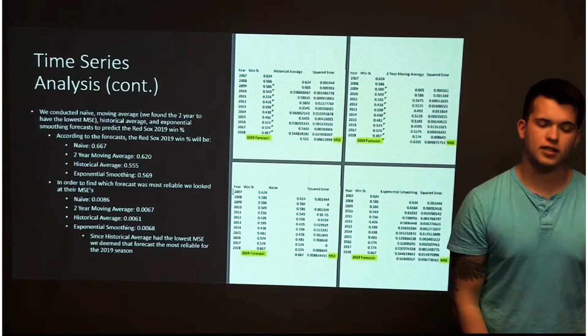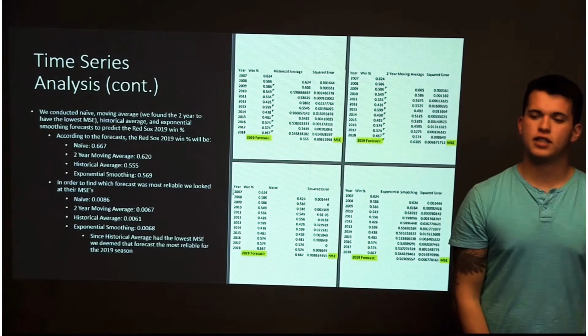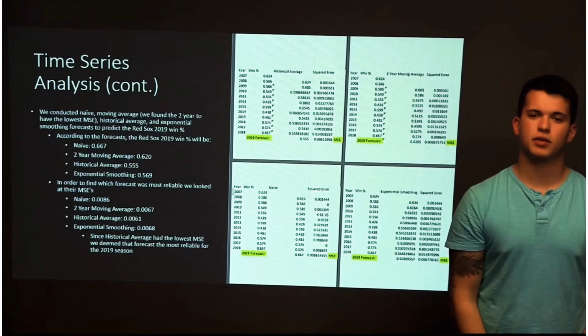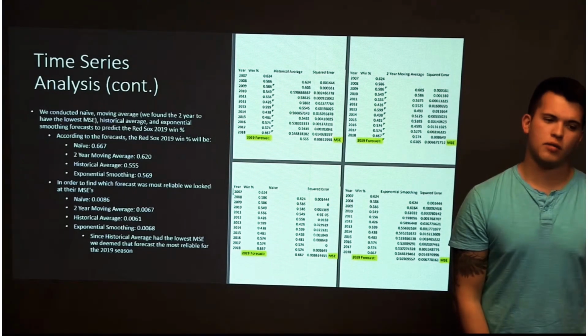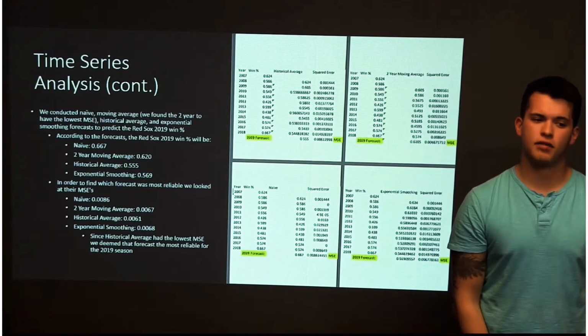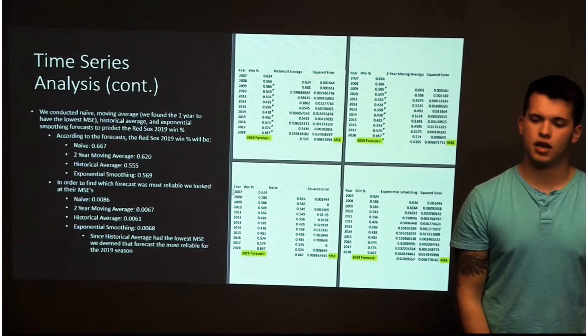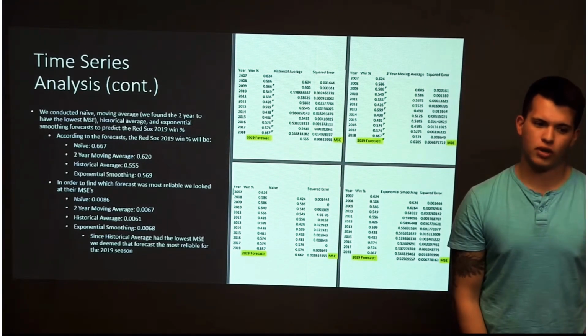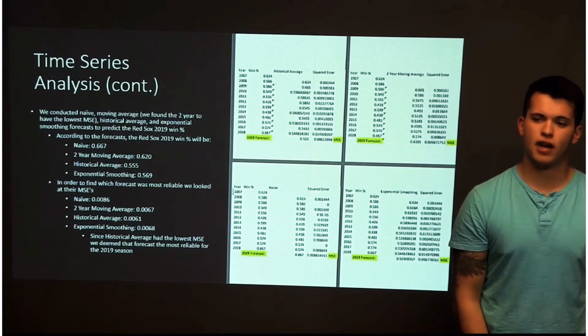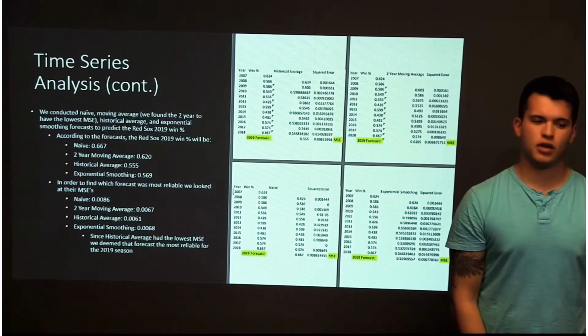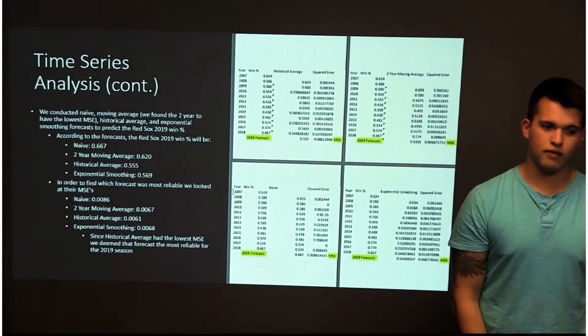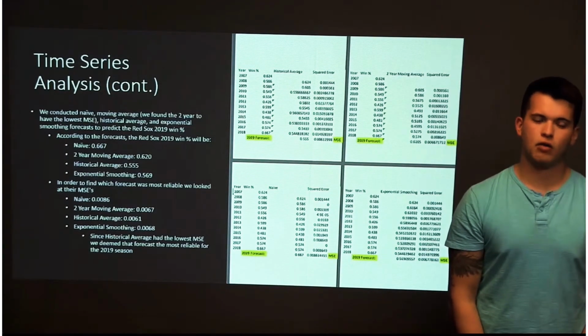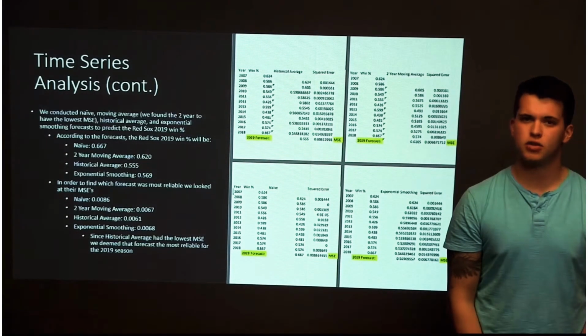We used 4 forecasting methods to try to see what the 2019 Red Sox percentage of wins will be. Those different forecast methods were the naive, the moving average, historical average, and exponential smoothing. So we used all these and tried to predict what 2019 will look like for them. The naive was a 0.667. The 2-year average is a 0.62. Historical average at 0.55. And exponential smoothing was a 0.569.